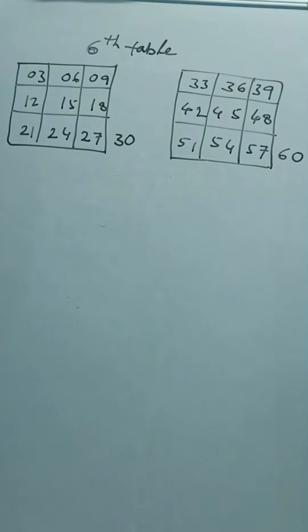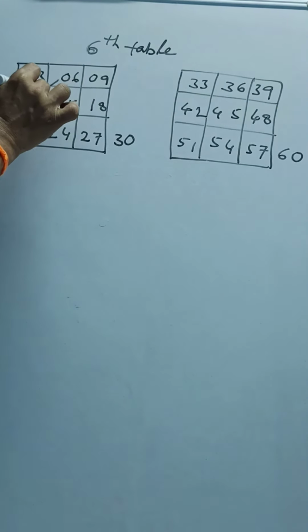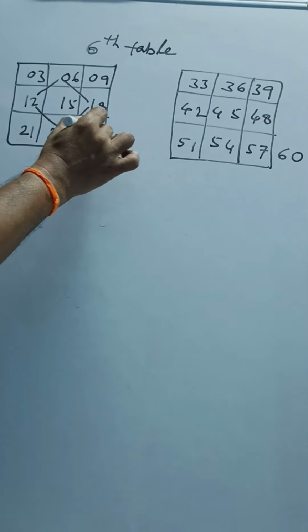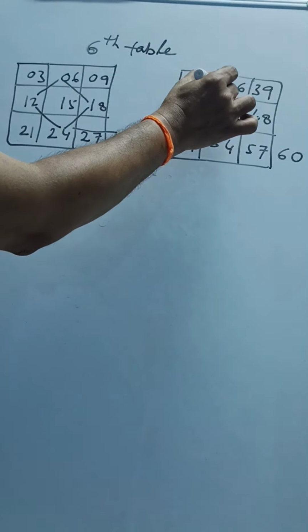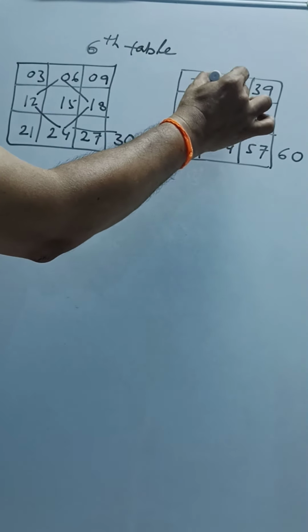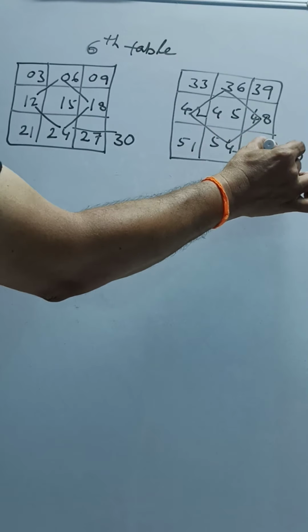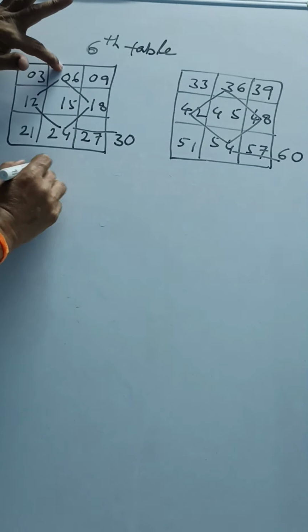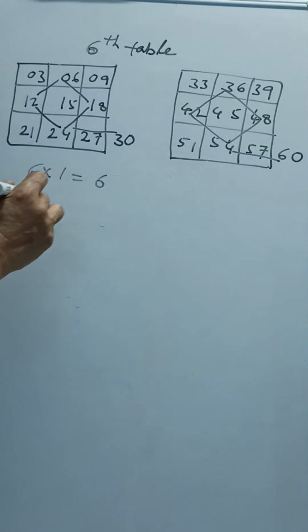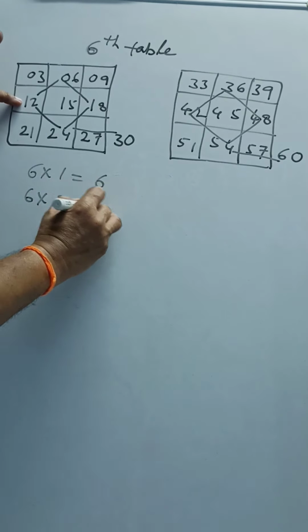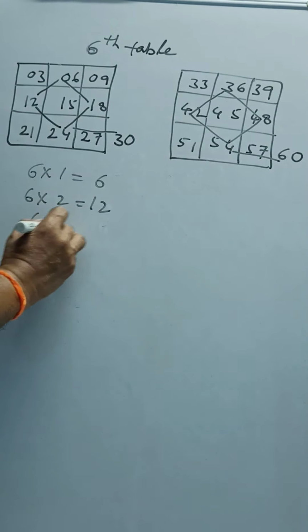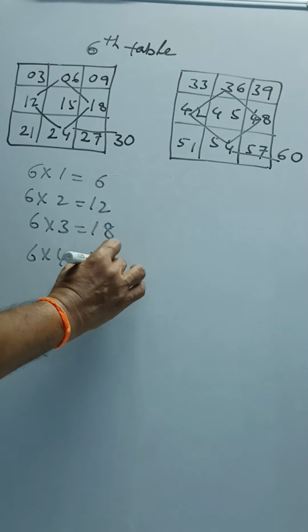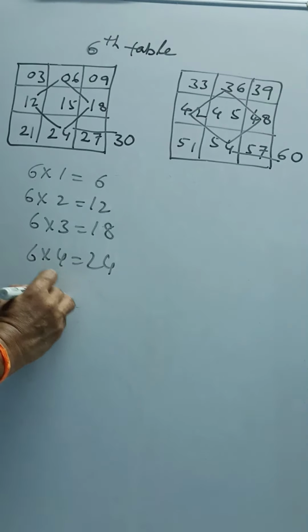Then to get the sixth table, you remember the diamond shape. This line, this line, this line and this line connected to 30. Here also diamond shape. 1, 2, 3, 4 connected to 60. Now I am going to write my sixth table. 6 ones are 6, 6 twos are 12, 6 threes are 18, 6 fours are 24, 6 fives are 30.